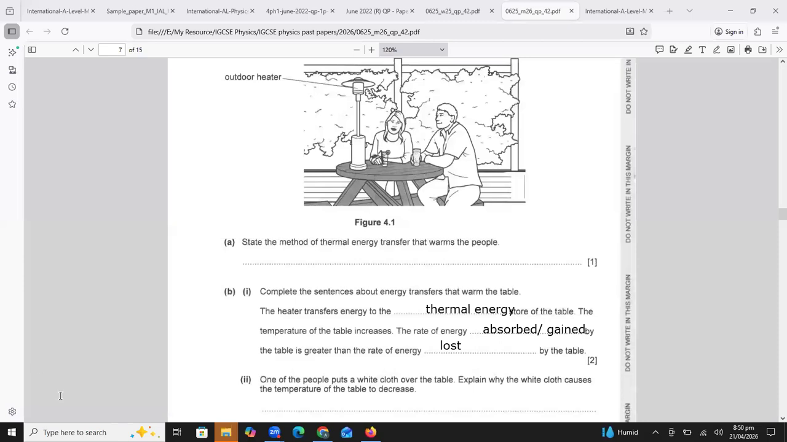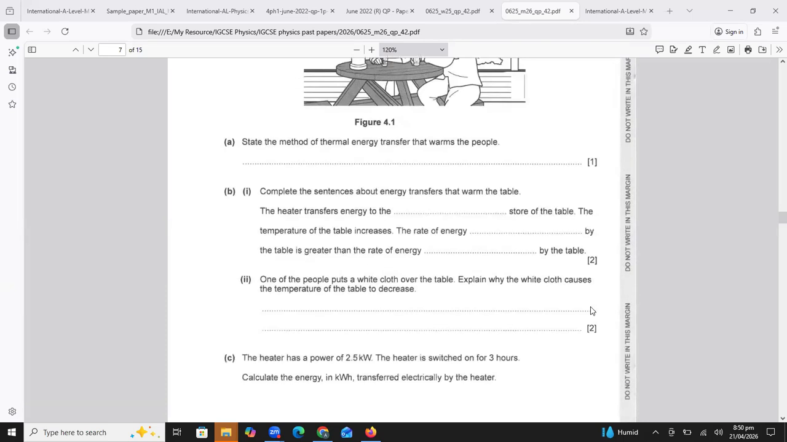Okay, so basically how many marks will this question have? Let me see the marks. Okay, it has 2 marks. So first of all, we can write here: white color is a bad absorber and good reflector of thermal radiation. Okay, I'm repeating, beta. White color is a bad absorber and good reflector of thermal radiation.